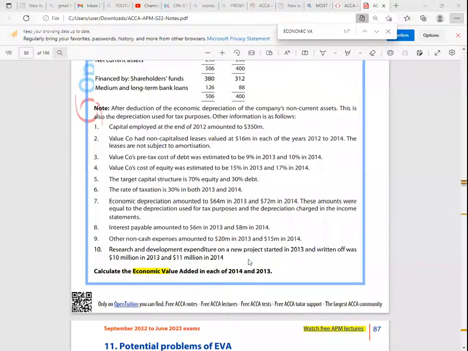Note number 10, research and development expenditure on a new project that started in 2013 and written off was 10 million in 2013 and 11 million in 2014. What do you think about this research and development?